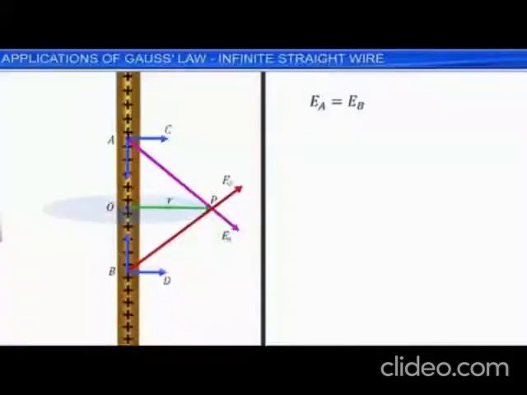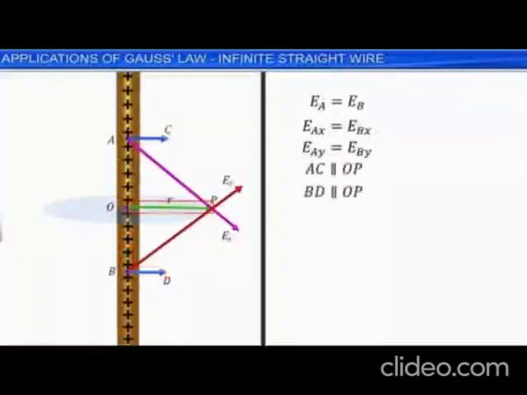Similarly, the magnitudes of the vertical components of the electric fields are also equal. We observe that the directions of the vertical components of EA and EB are opposite. Hence, they cancel each other. The horizontal components are parallel to the radial vector along OP. Thus, the net electric field at P due to the elements at A and B is equal to the sum of their horizontal components and acts radially outward.